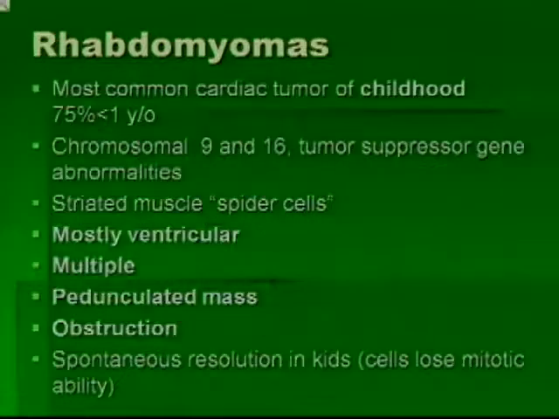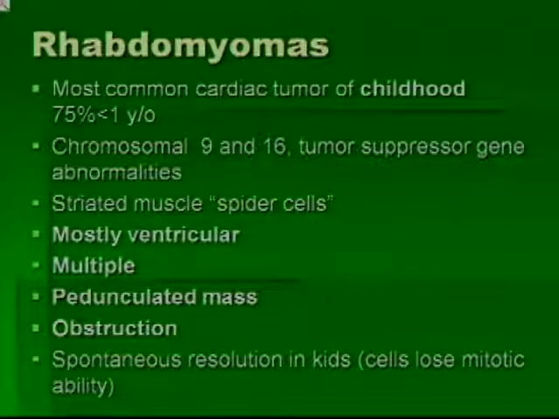Here's another tumor. This is a rhabdomyoma. And the fact that this is a still frame and not very good quality speaks to the fact that it's pretty rare and I don't have a moving example of it. Rhabdomyomas are the most common cardiac tumor in childhood. 75% of them occur in patients who are less than 1 year old. They are associated with abnormalities on chromosome 9 and 16, which may involve tumor suppressor genes. They appear to have striated muscle, so-called spider cells.